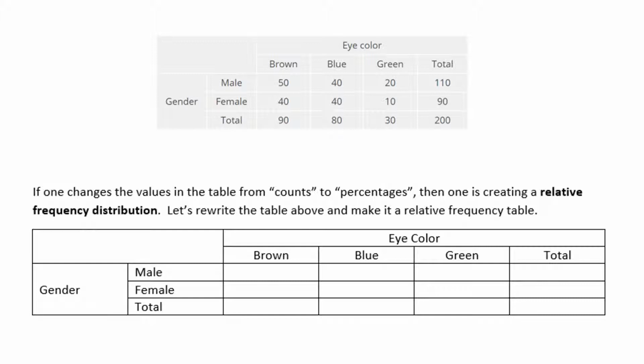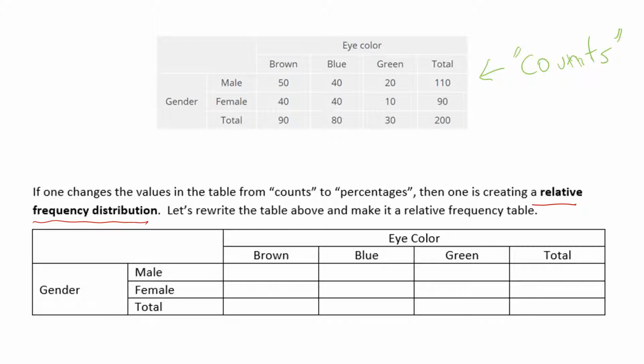All right, so when we have just simply counts, that is how many people meet the certain qualities that we're looking for, then we have a frequency distribution. If we want to change this data into percentages, then we're going to have what's called a relative frequency distribution. And the way you do that is you just convert your raw data, all the counts, into percentages.